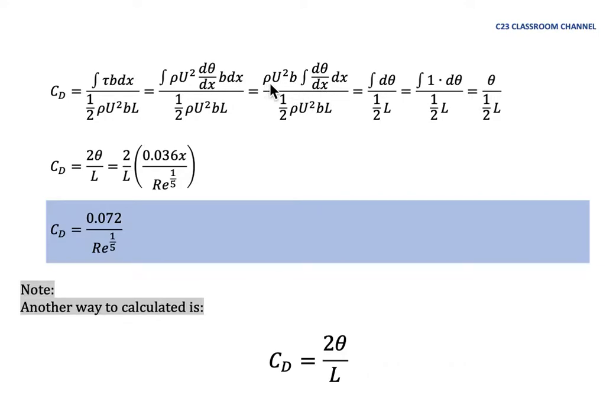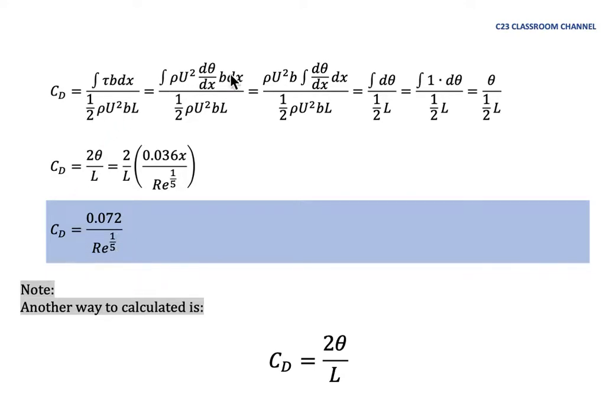We cancel off the value of rho u b here, and then what we have here is integration of d theta. So it can be written as integral of 1 times d theta, and it will give us the value of theta here. So we could simplify the value of CD here into 2 theta over L. So then 2L here, and we substitute the value of theta, and finally we could get the CD of 0.072 over Reynolds number to the power of 1/5.